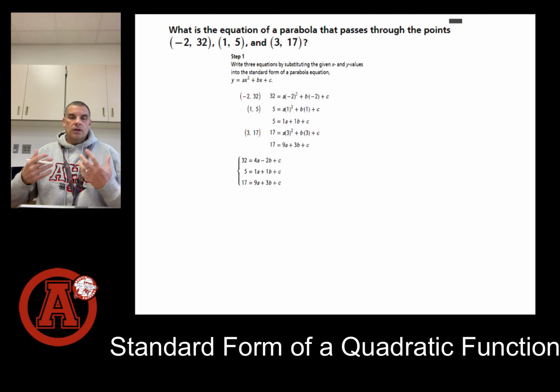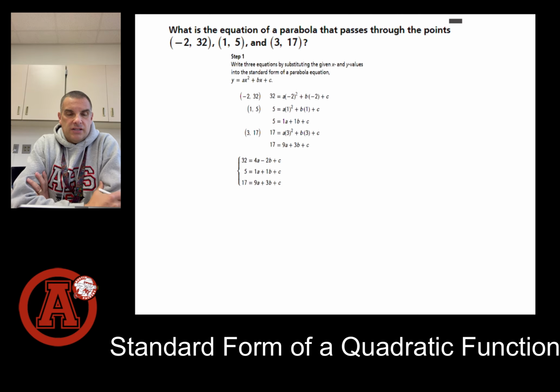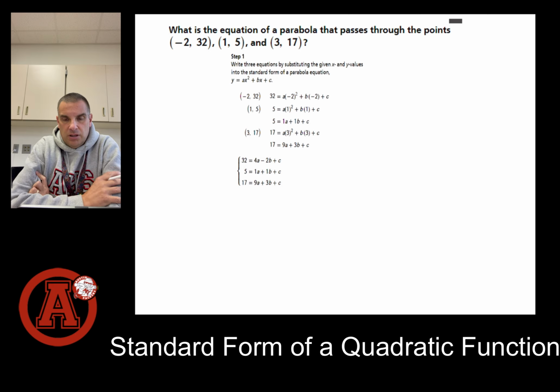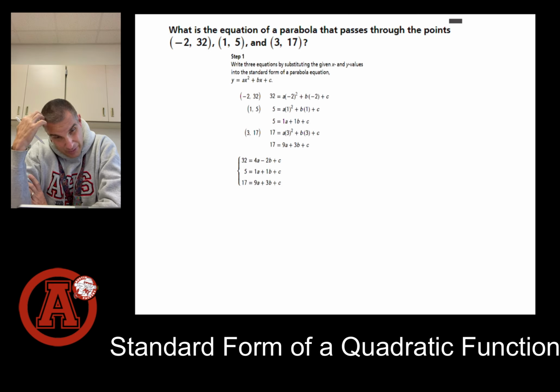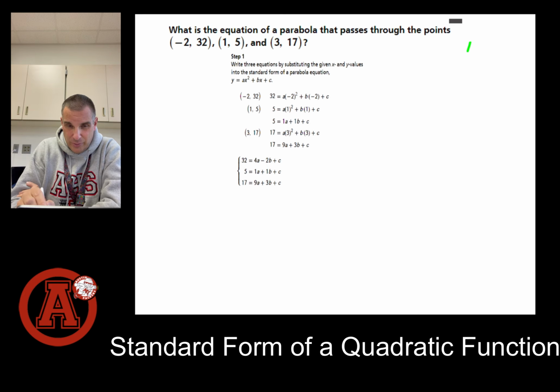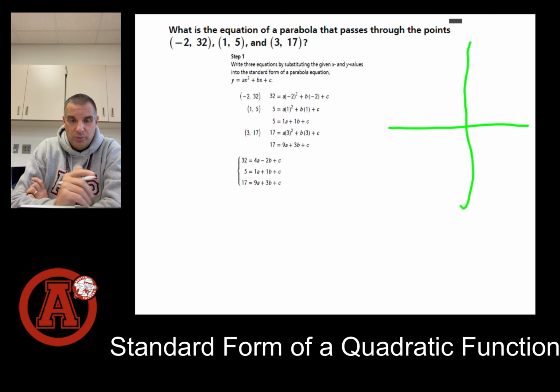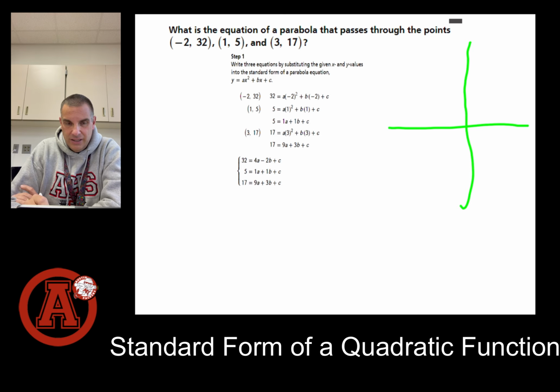So the question for these is going to be, what is the equation of a parabola that passes through 3 points? So now we've got this parabola that's going to pass through these 3 points. We've got negative 2, 32, which is way up there. We've got 1, 5, which is right there, and 3, 17 is right there. So it looks like it's going to be kind of like this, but we don't know.